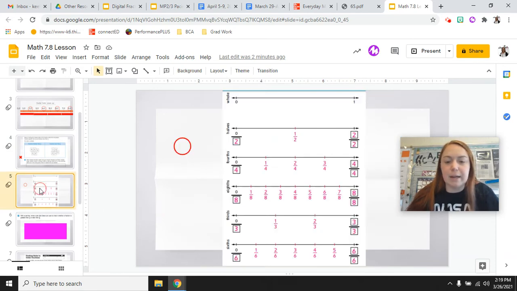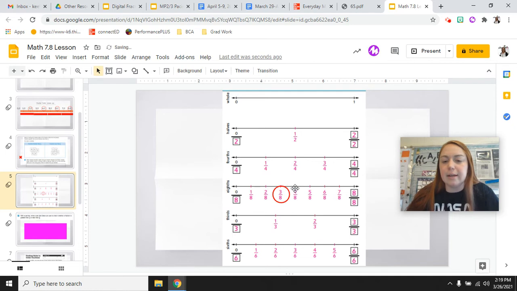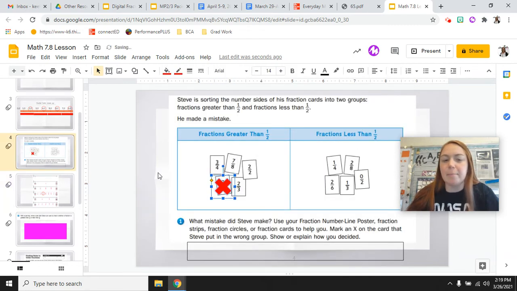And then let's look at 3/8. Oh, here's where 3/8 is. And here's where 1/2 is. So is 3/8 greater than 1/2? Nope, it's not, but let's double check.